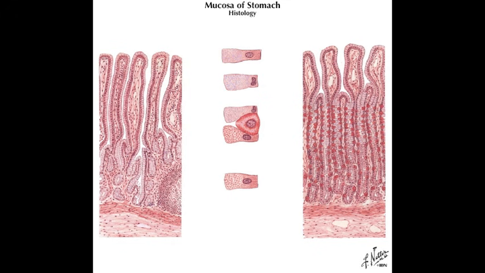preparations. This illustration summarizes the 2 main types of glands seen in the gastric mucosa. On the left are the glands of the cardiac and pyloric regions, whose primary function is mucus secretion. The glands on the right show the fundic glands, which are the most prominent glands in the stomach.